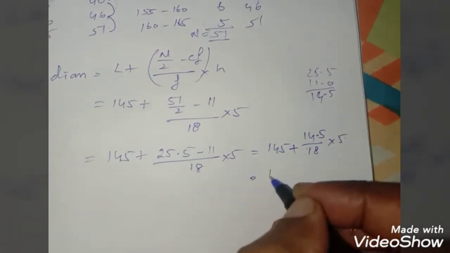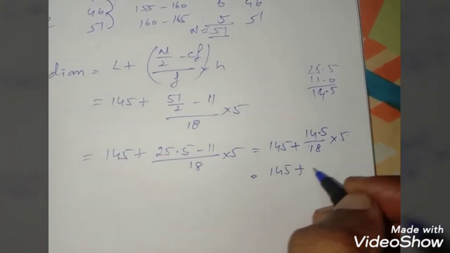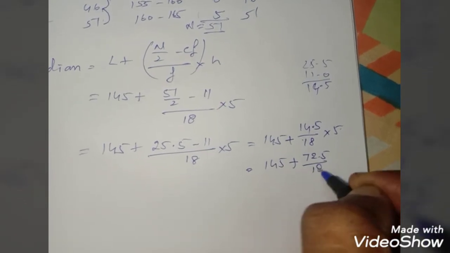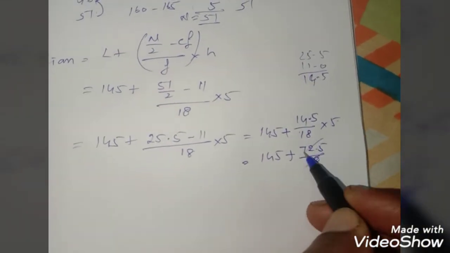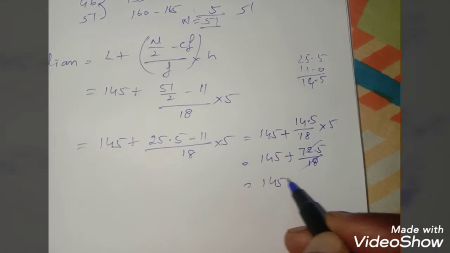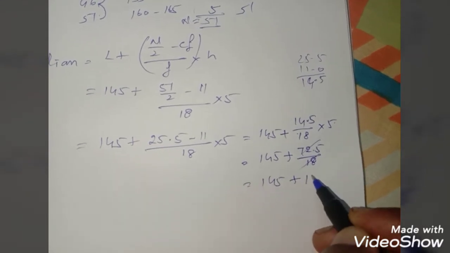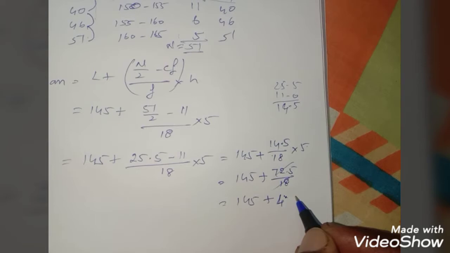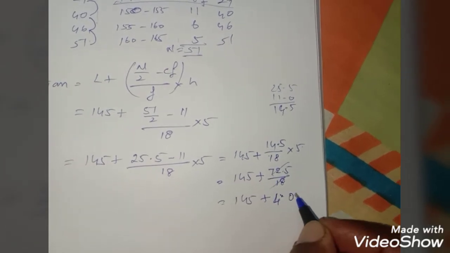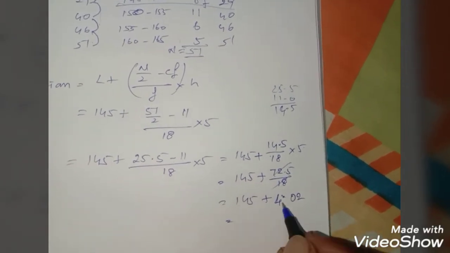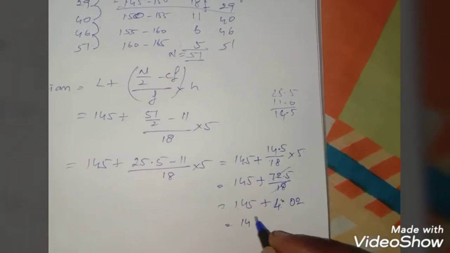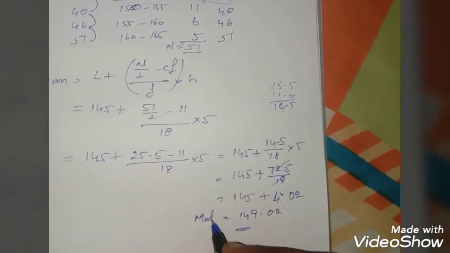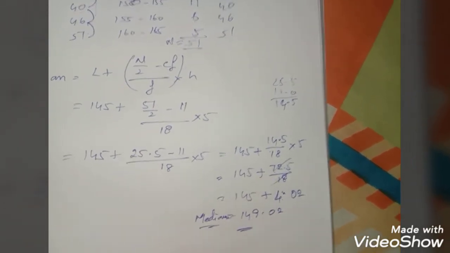Now multiply by this 5 here, you will get 145 plus 72.5 divided by 18. Dividing by 18, you will get 145 plus approximately 4.02. Now add these two: 145 plus 4.02 is 149.02. So like this we are finding a median, right?